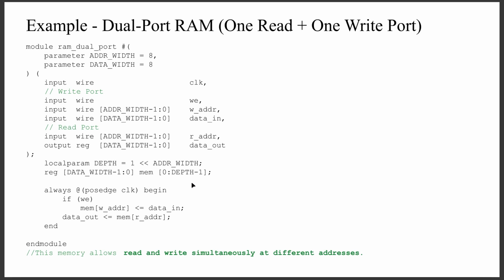Alright, then a dual port random access memory, one read and one write port. So we declare our clock, our write enable, our write address, our data in, our read address and data out, our depth, our memory, and for every clock cycle, the data in is assigned to the write address of memory, and data out is assigned the read address of memory.